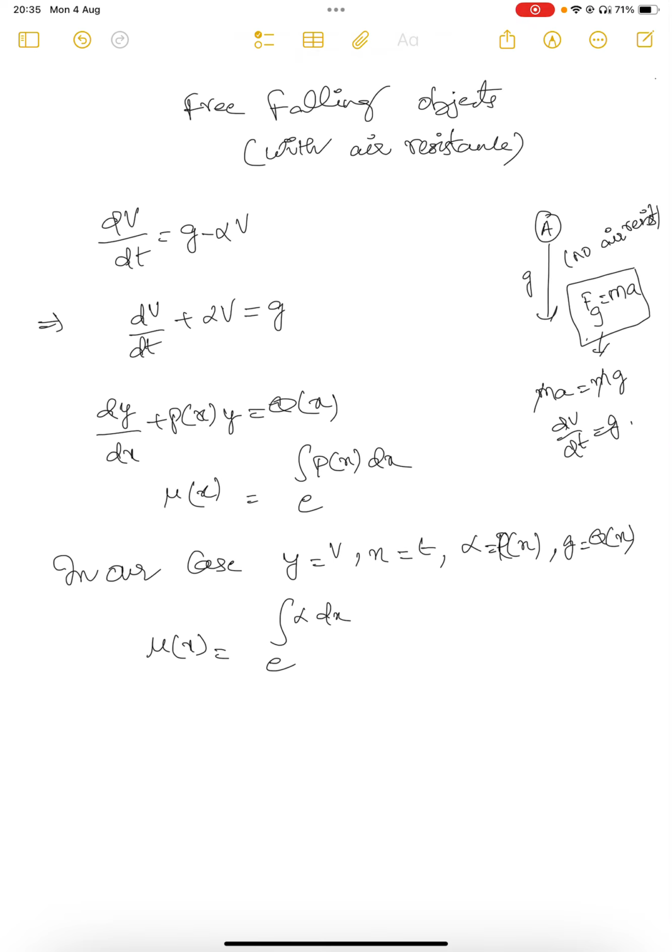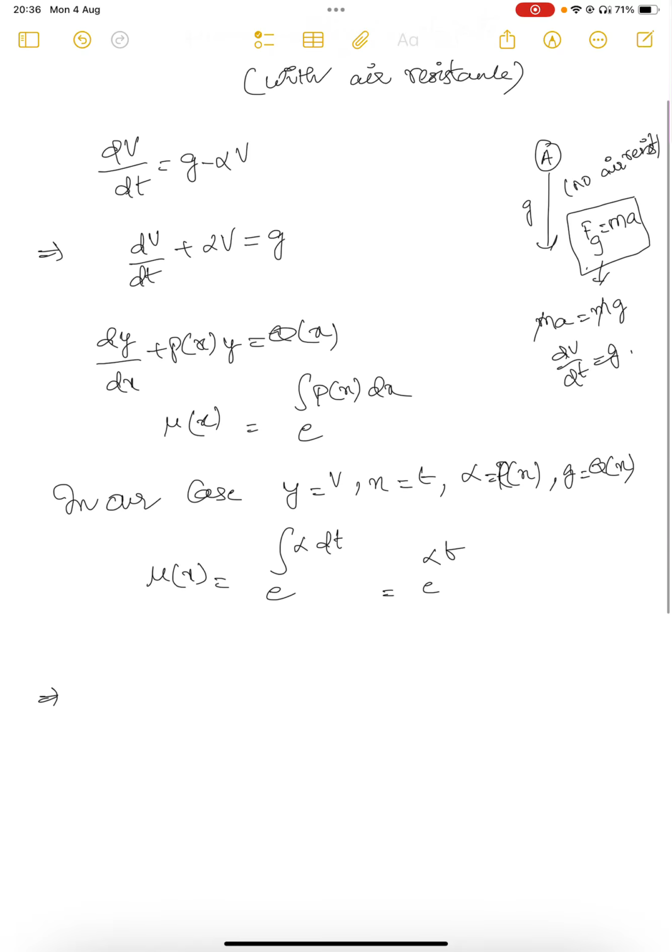Because alpha is not a function of t, we can move it out, and the integral of dt is t. So the integrating factor is e power alpha t. Then multiply this integrating factor into the differential equation: e power alpha t into dv by dt, plus alpha e power alpha t into v, equals g into e power alpha t.